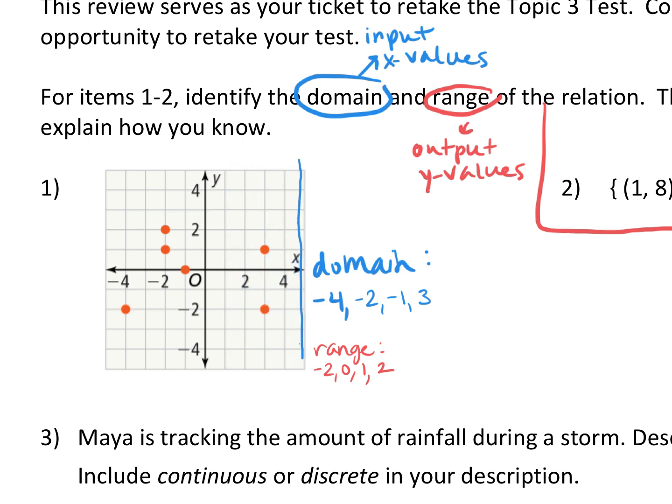I'm noticing my line is not super straight, but right here, do you see how the vertical line is crossing through those 2 points together? And then over here, we're crossing through these 2 points together. So that means that this relation is not passing the vertical line test, and that would mean that it is not a function.